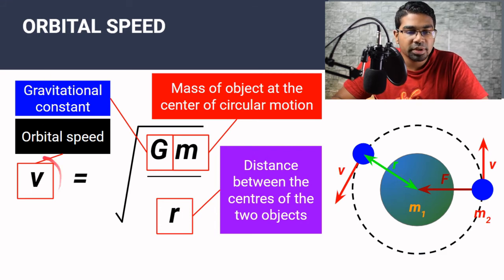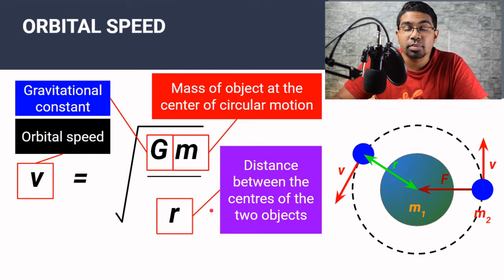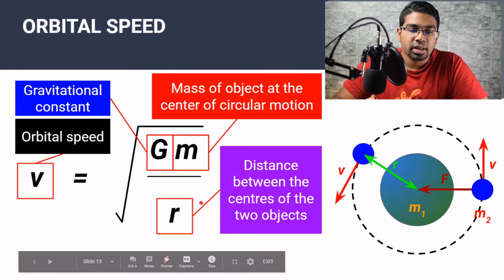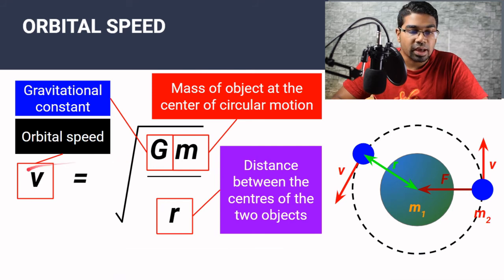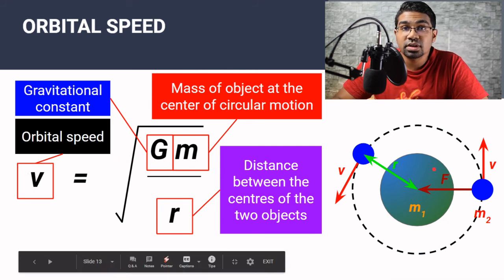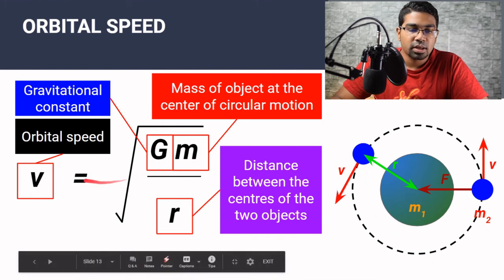So overall, the orbital speed of an object is related to the mass of the object in the center of the orbit, as well as the distance between the object in orbit and the object in the center. It is not reliant on the mass of the object that is in orbit. There's only two factors that affect the orbital speed. The higher the mass of the object in the center of the circular motion, the higher the orbital speed, and the closer the distance between the two objects, the object in orbit and the object at the center, the larger the orbital speed. That's it for this video, guys.